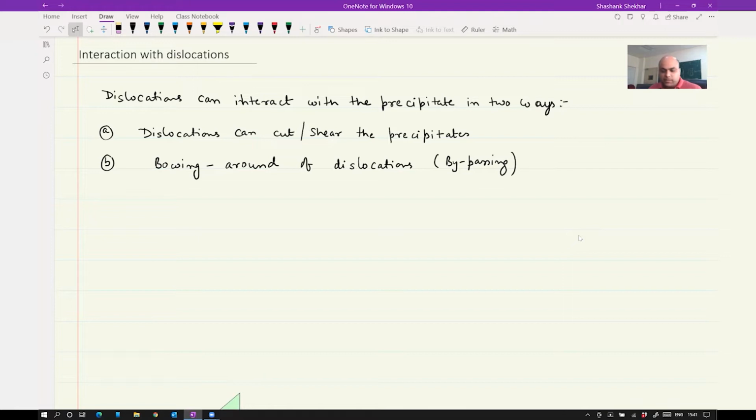I'm going to explain each of these one by one. And depending upon whether the dislocations are cutting or shearing the precipitate or bowing around, the strength of the material, in this case we are focusing on aluminum alloys, the strength of aluminum alloys is going to change. So let's talk about the first one, the shearing or cutting of the precipitates.